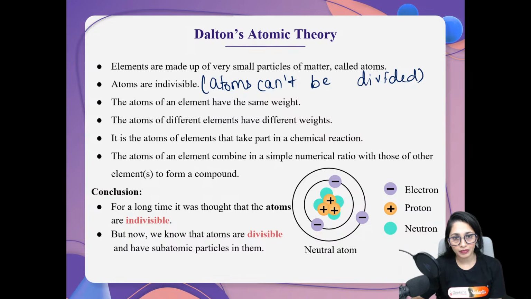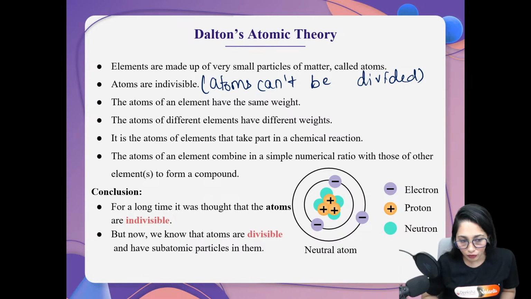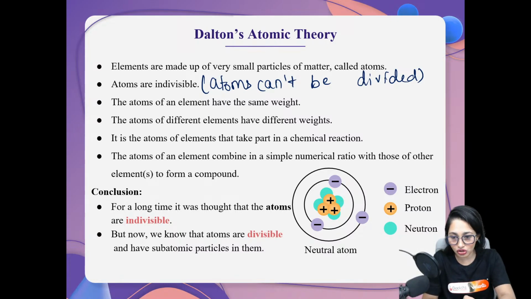During a chemical reaction, what happens? Rearrangement happens. Rearrangement with respect to what? Maybe with respect to the atoms or molecules. That is going to happen. The old bonds are going to break and new bonds are going to be formed. The atoms of an element combine in a simple numerical ratio with those of other elements to form a compound. This is also absolutely right.